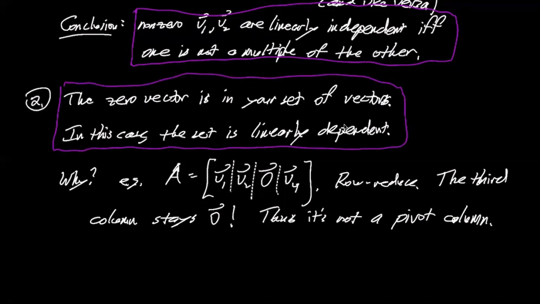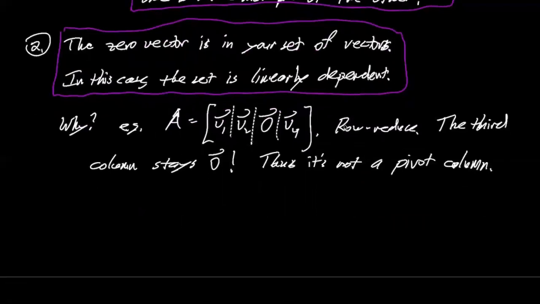An even goofier special case of this is just the set containing only the zero vector. If you just have one vector, most of the time, if it's a non-zero vector, that set is linearly independent. It's a pivot column, right? When you reduce one column, if it has non-zero entries, it's a pivot column. So even just this set is linearly dependent.